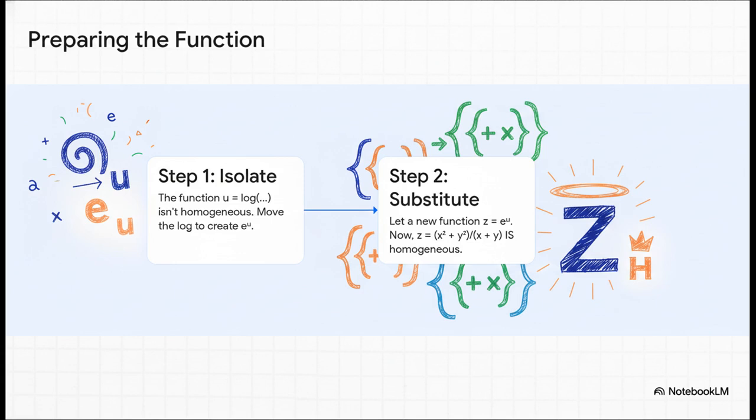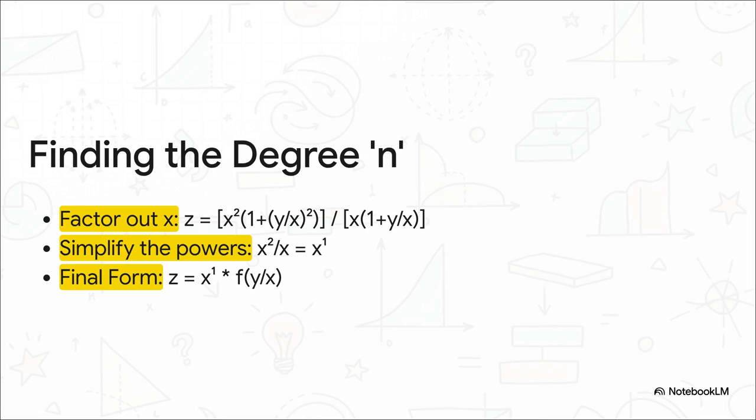Now this new function, z, is the one we can apply the theorem to. So next up, we need to find that magic number, the degree n, for our new function z. There's a classic trick for this. You just factor out the highest power of x from the top and from the bottom. So on top, that's x squared. On the bottom, it's just x.